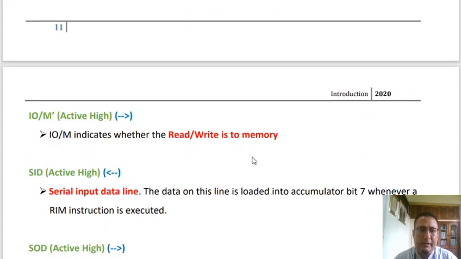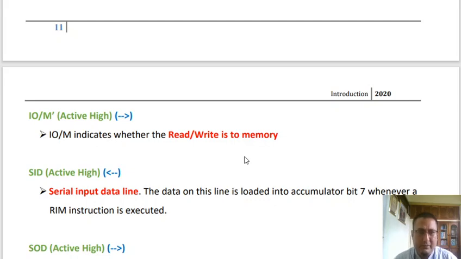Now IO oblique M bar. It indicates IO operation or memory operation. If it is 1, it represents an IO operation, and if it is 0, it represents a memory operation. So whenever you perform read or write, we will correspondingly have the necessary values for IO oblique M bar.